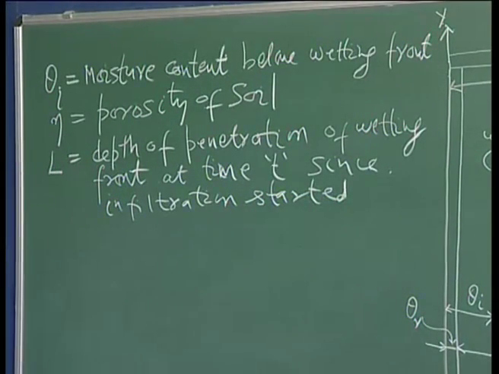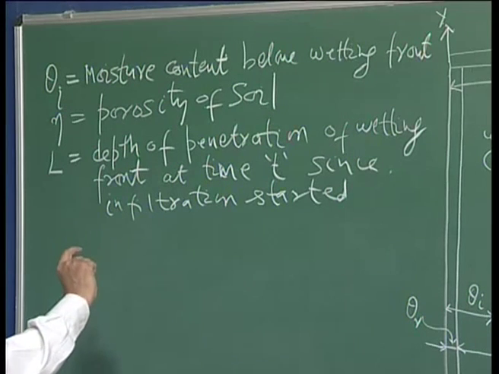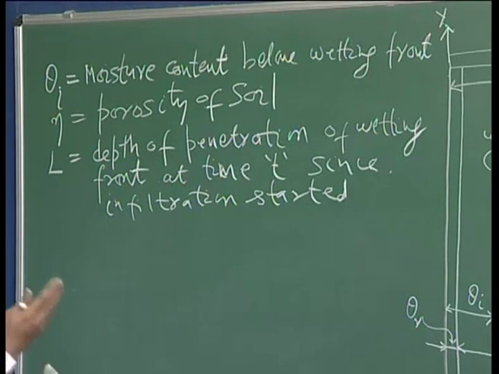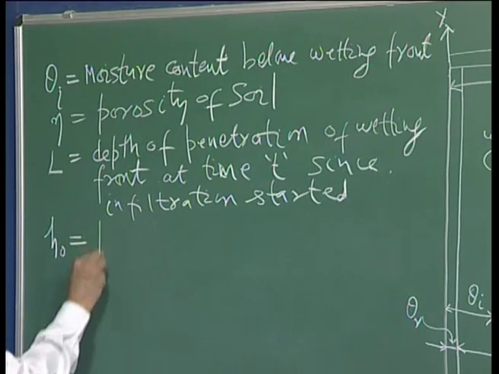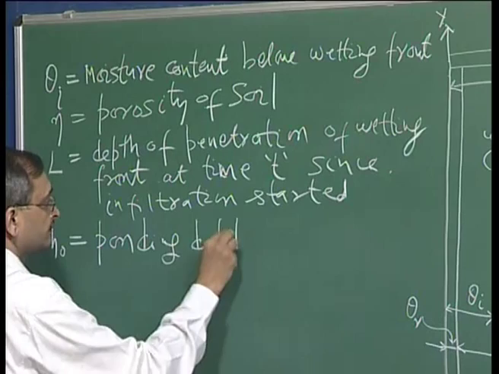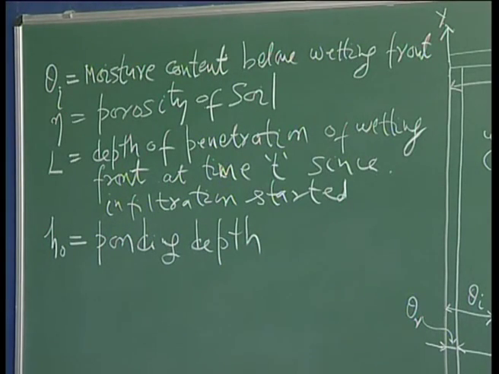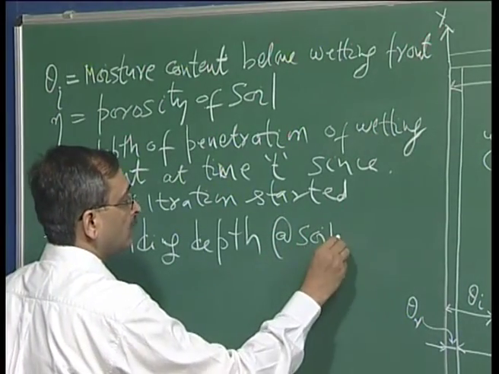Since infiltration started, that is to say, when the infiltration starts, the length is 0, and in time t the length is L. So, all the moisture content in this snapshot will represent the infiltrated water. We will come to that a little later. H naught, let us say, is the ponding depth, or the depth of water which has ponded due to rainfall at the soil surface or on the ground.